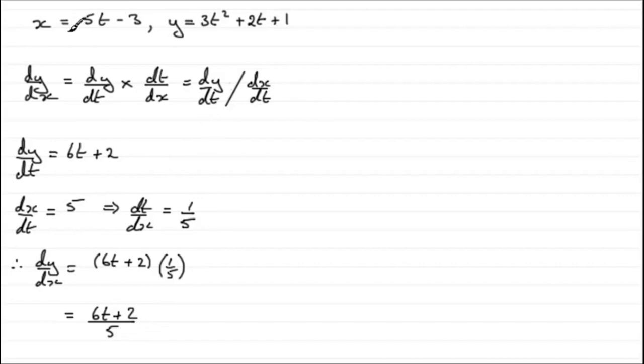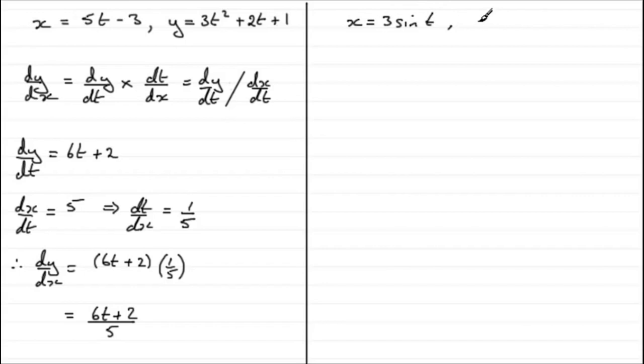Well, you don't have to have just equations in this particular format. You can have trigonometric types, and here's an example. You could have, say, x equals 3 sine t and y equals 4t plus cos t. So if we had to find dy by dx, we'd do much the same kind of thing as we did here. You might even like to pause the video if you're happy with differentiating trigonometric functions and have a go.